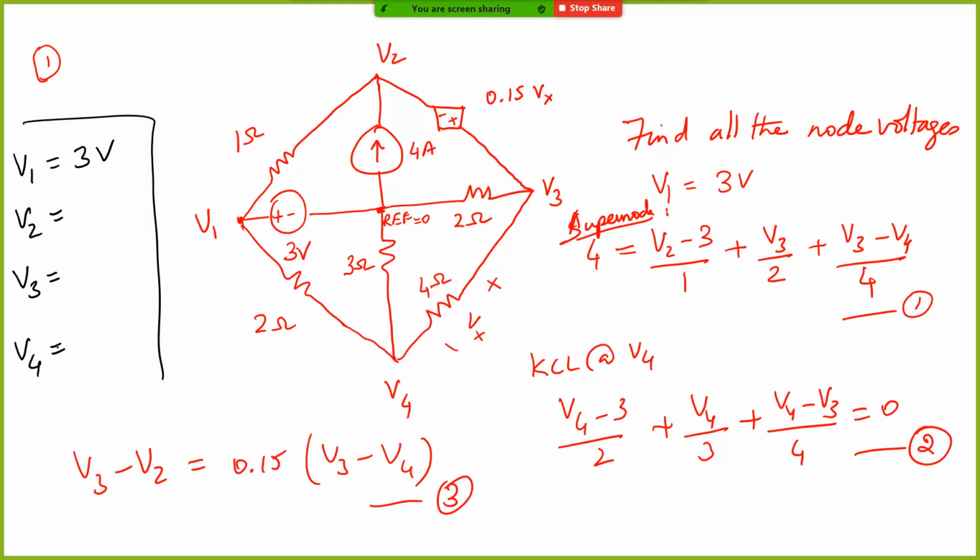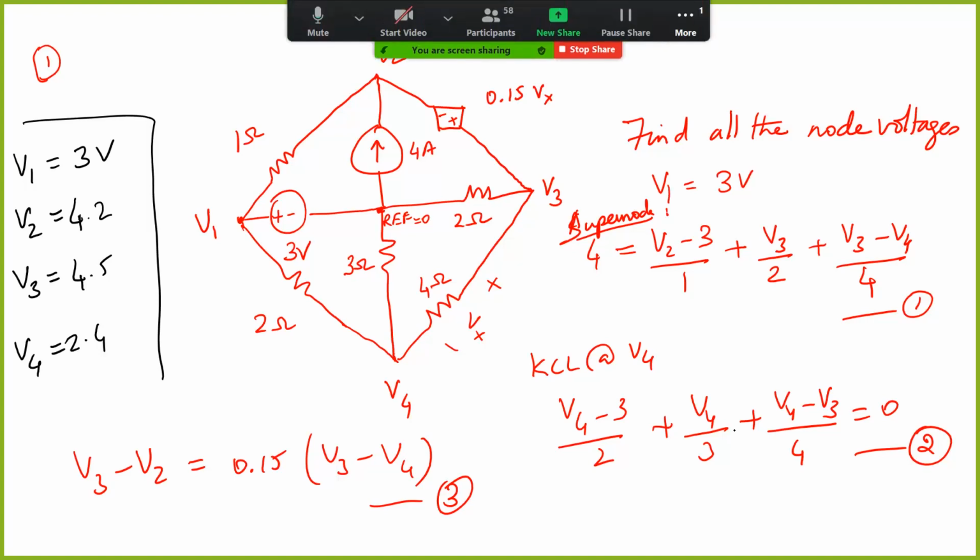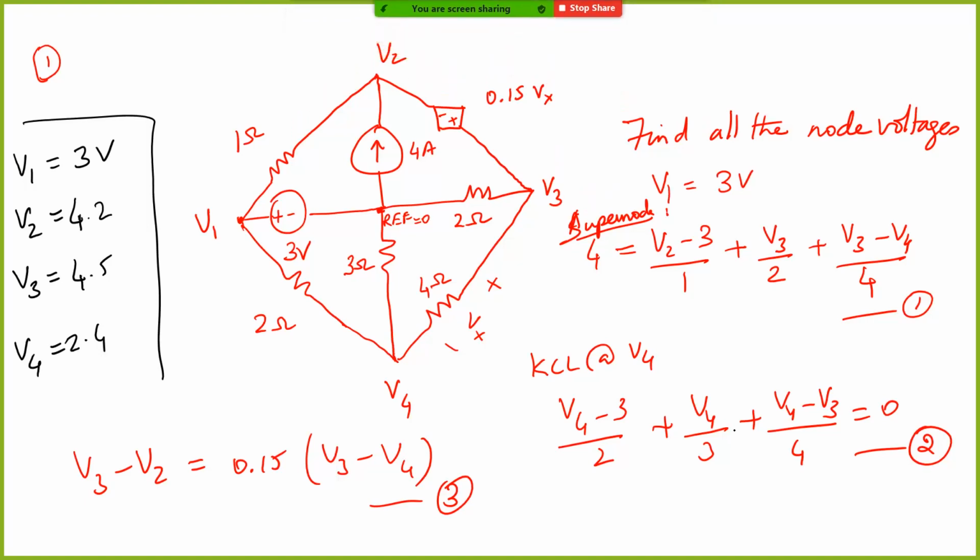Sir, is V2 4.2 volts? Just a minute. Yeah, V2 is 4.2 and V3 is 4.5 volts, and V4 is 2.4 volts. I'm writing only the first decimal point because the way I solved it, I'll just put 1/3 as 0.33. Some of you might put just 0.3, some of you might put 0.33343 and so on, some of you may take actual fractions. So I'll just stop with the first decimal point. I think this is what even I got.